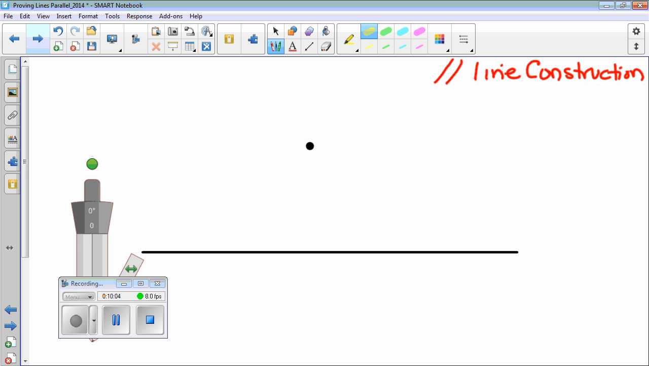All right. So what we're going to construct here is a line that's parallel to our given line that happens to pass through the point that's given to us. So I'm just going to kind of sketch it. This is not the construction, but I want you to visualize that we're going to create this line, something like this, and these two would be parallel.